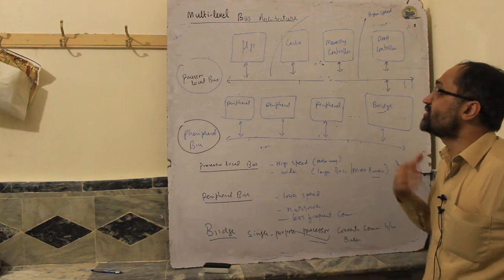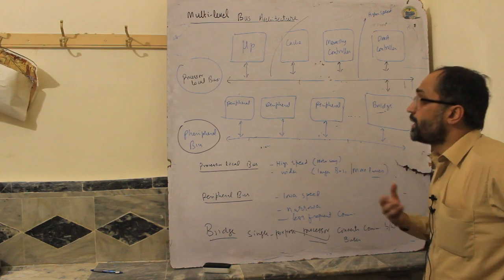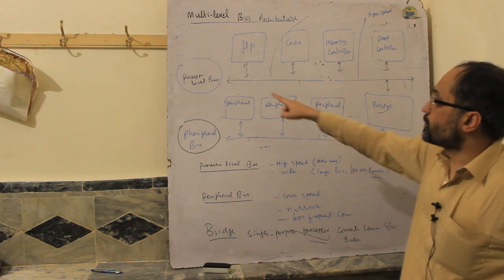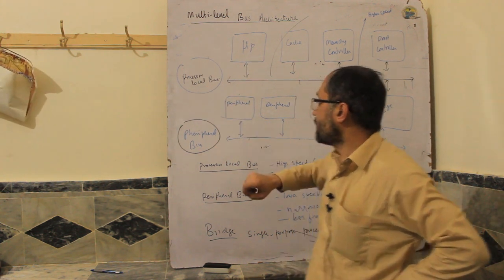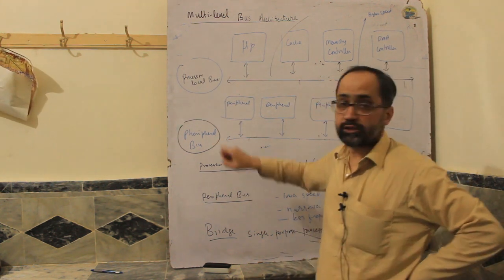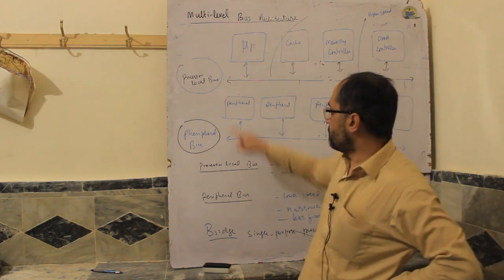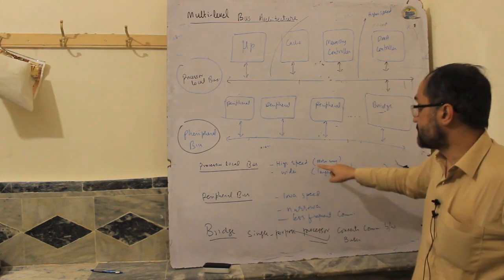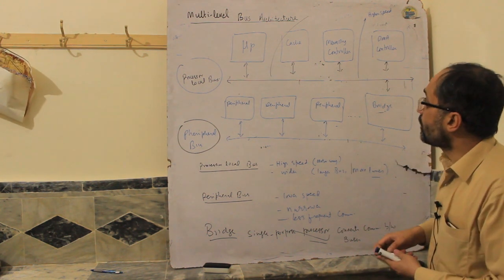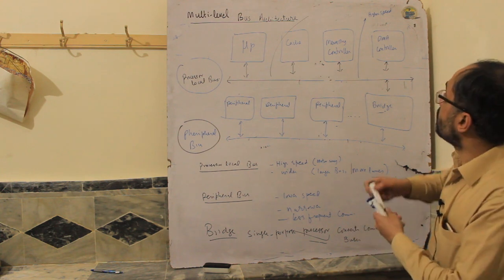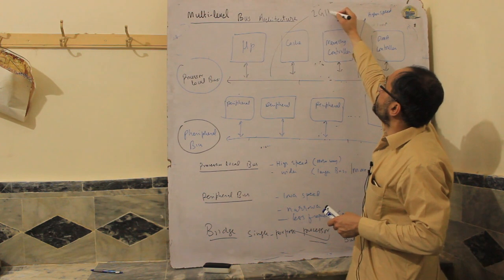So what are the features of these different buses, and what is the concept behind them? The processor local bus is more costly in terms of area, and the peripheral bus is less costly in terms of area and cost. The processor local bus is high speed, so it operates at a higher clock frequency. For instance, the clock frequency of the processor local bus may be 2 gigahertz.